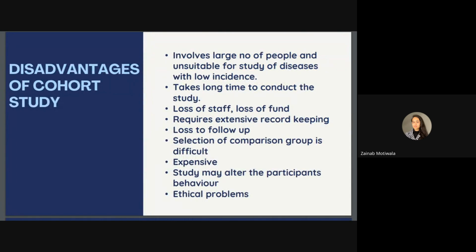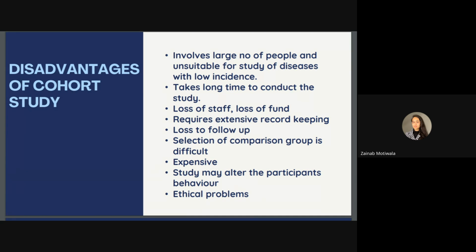Now, talking about the disadvantages, one of the biggest disadvantages of a cohort study design is that it involves a lot of people, and it's unsuitable for the study of a disease with low incidence. At this point, because we've already discussed this in our previous sessions, what do you all think is a good study design to look at rare diseases? In order to study rare diseases or those with low incidence, what type of study design is better?